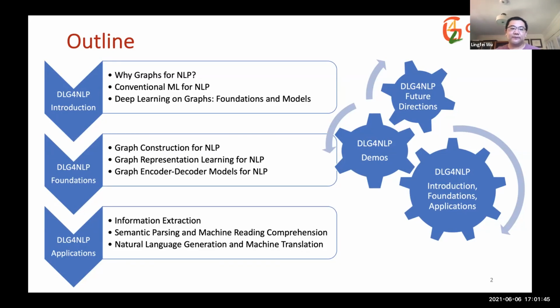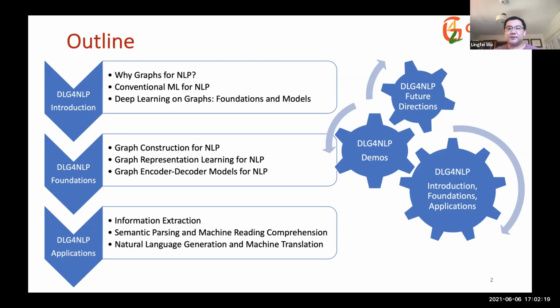And once we have a graph, the next step will be how we can choose a proper graph representation learning technique for NLP. And furthermore, we will introduce encoder-decoder models. That is one of the most important branches for NLP. And we'll talk about what the graph-based methods for the encoder-decoder models are. After we introduce our foundations, we will talk about various applications that have leveraged the power of, for example, graph neural nets for the NLP domain.